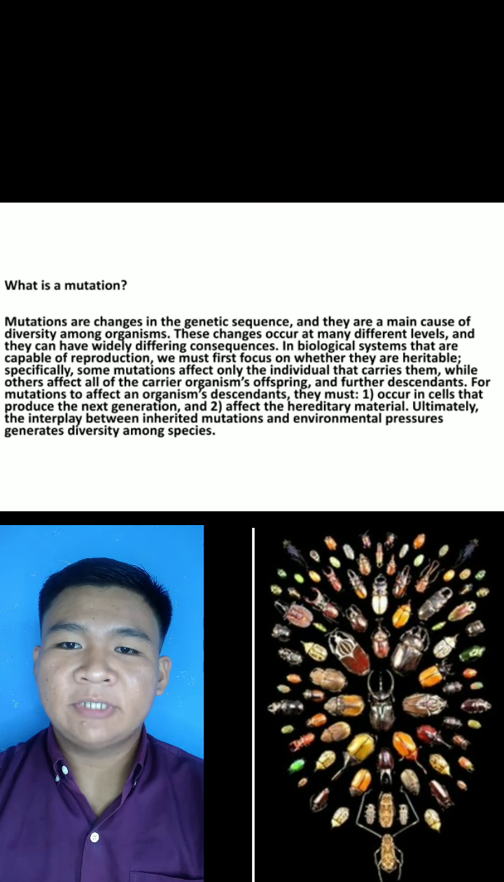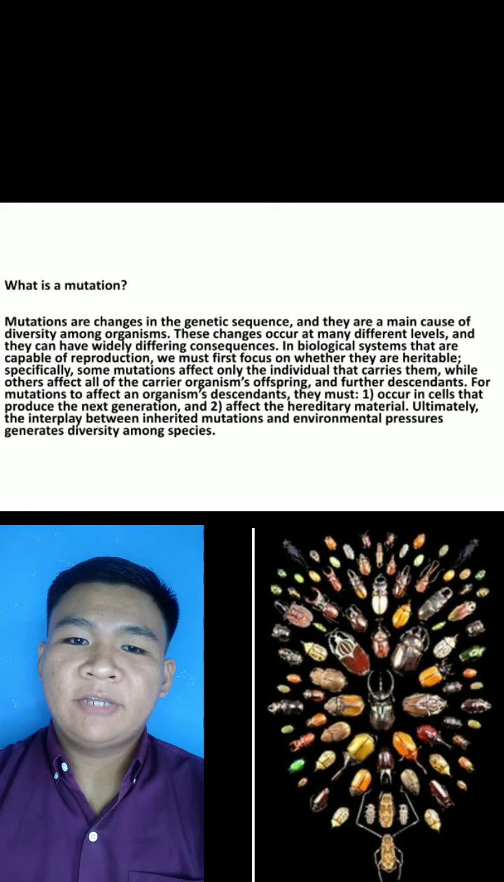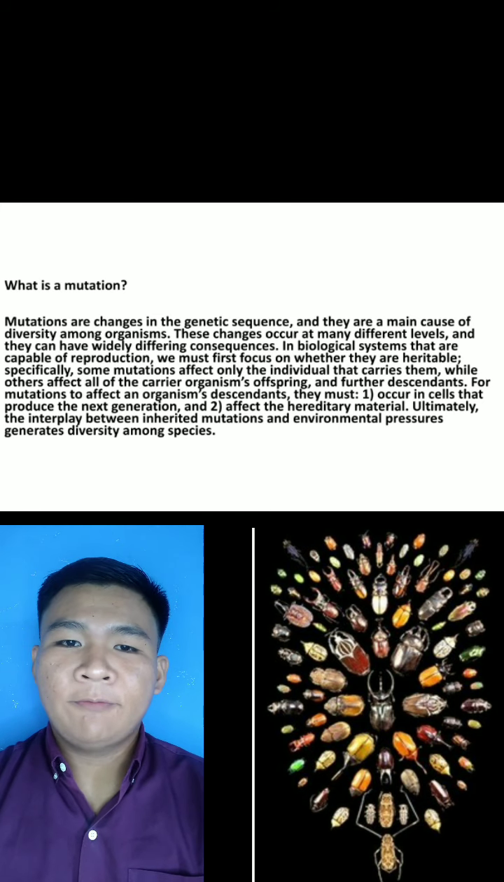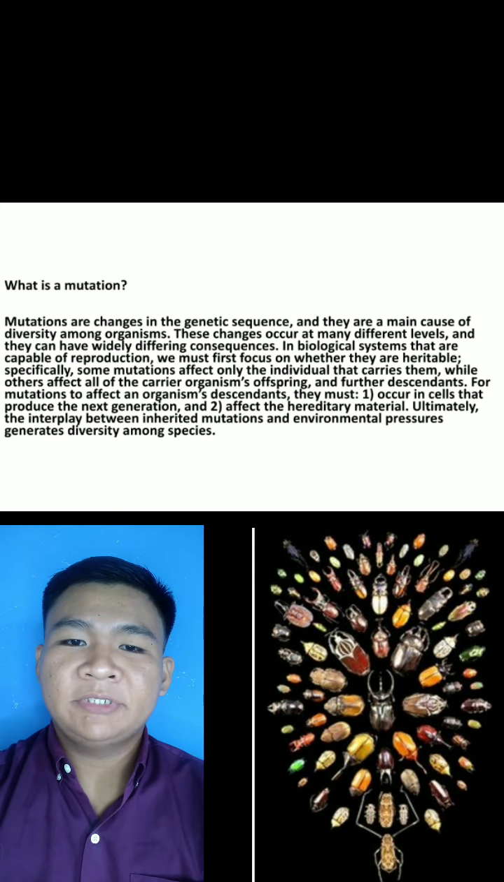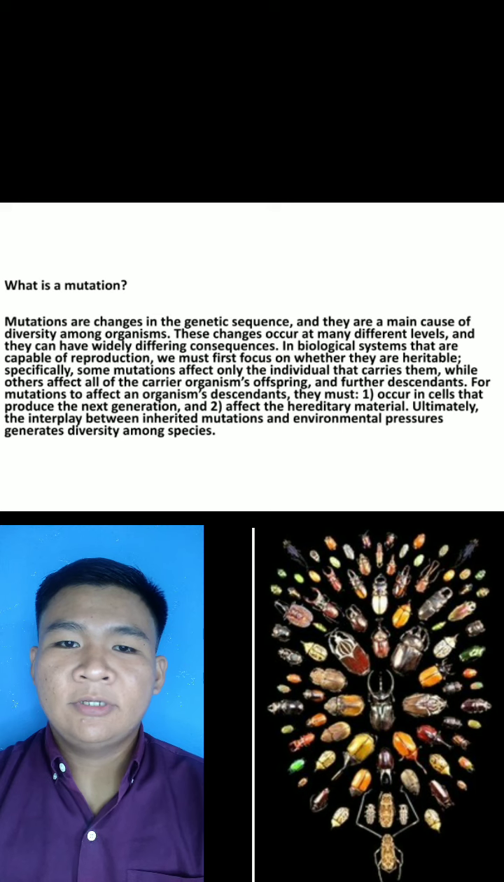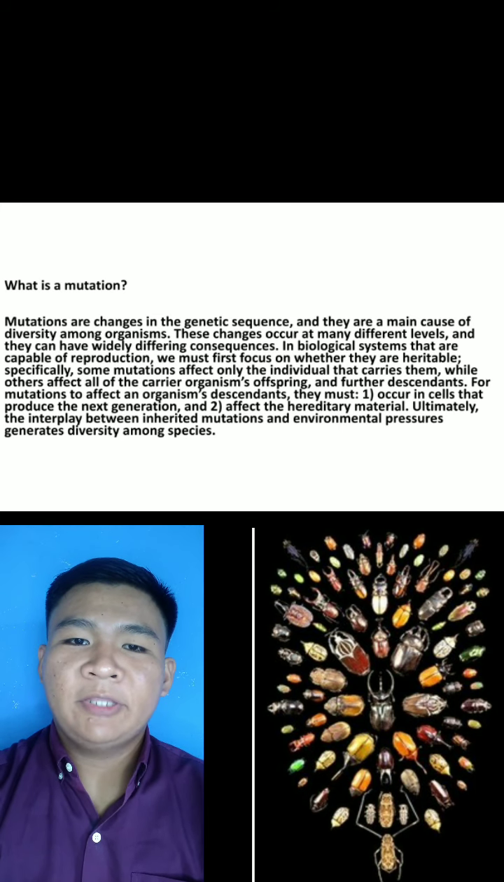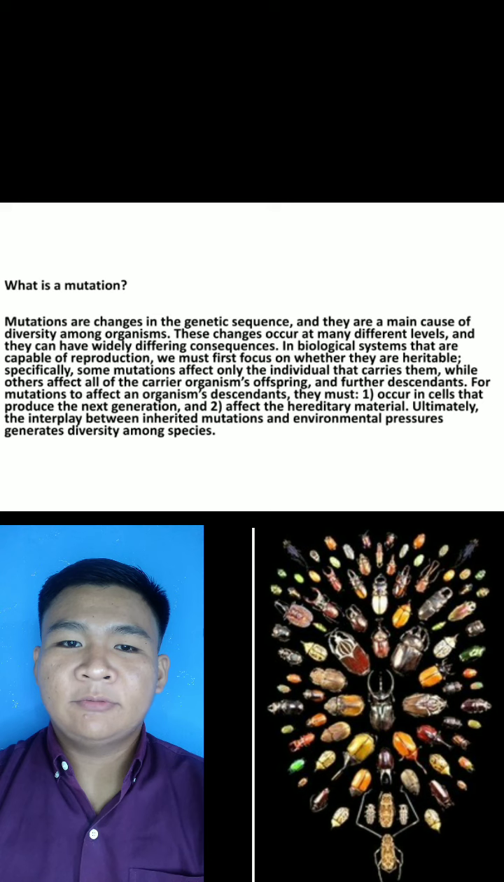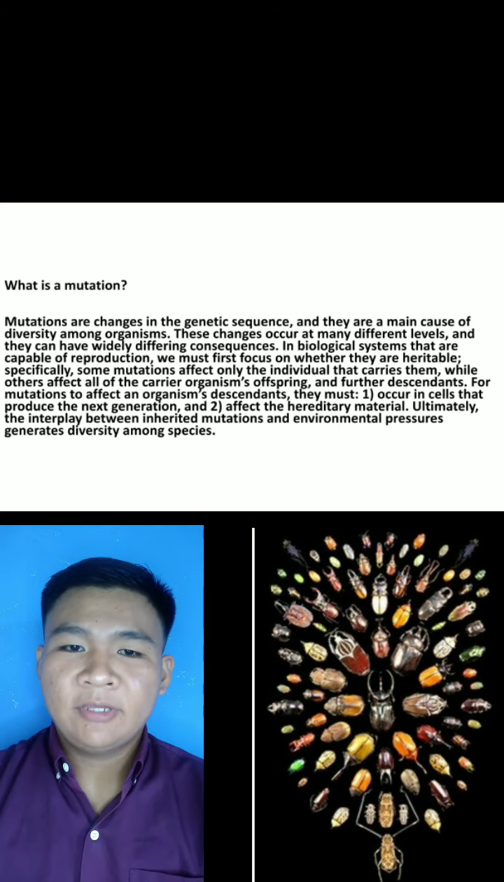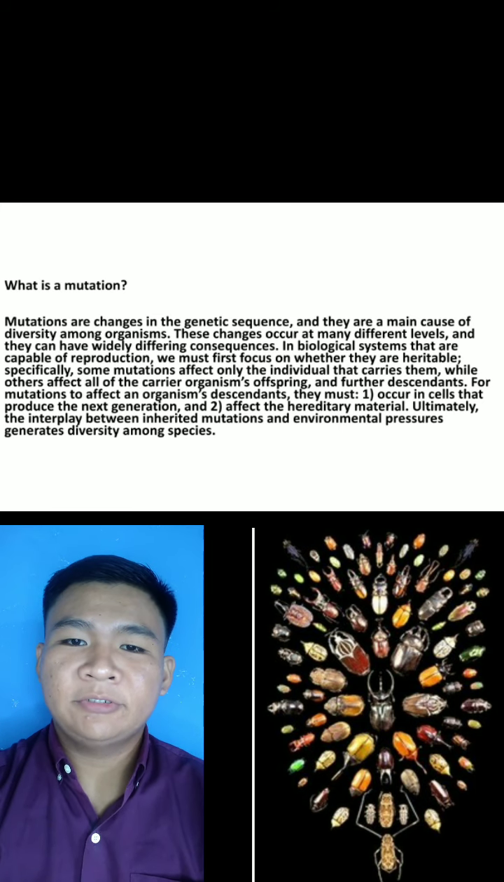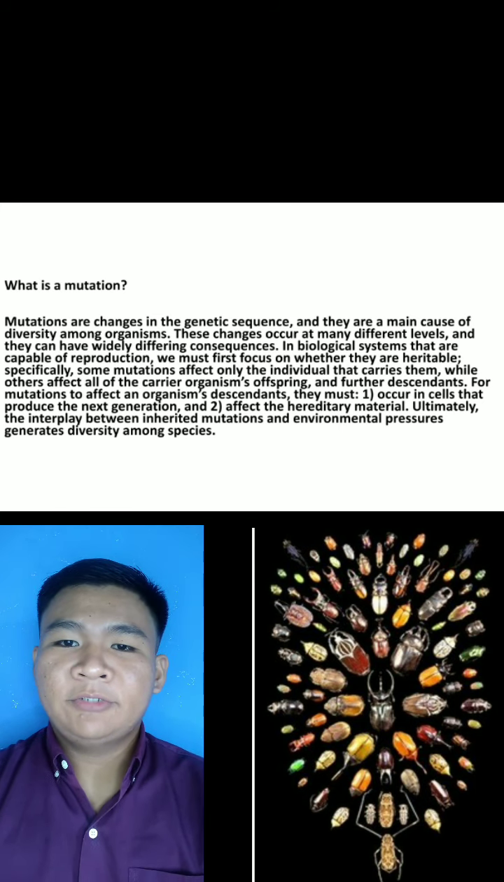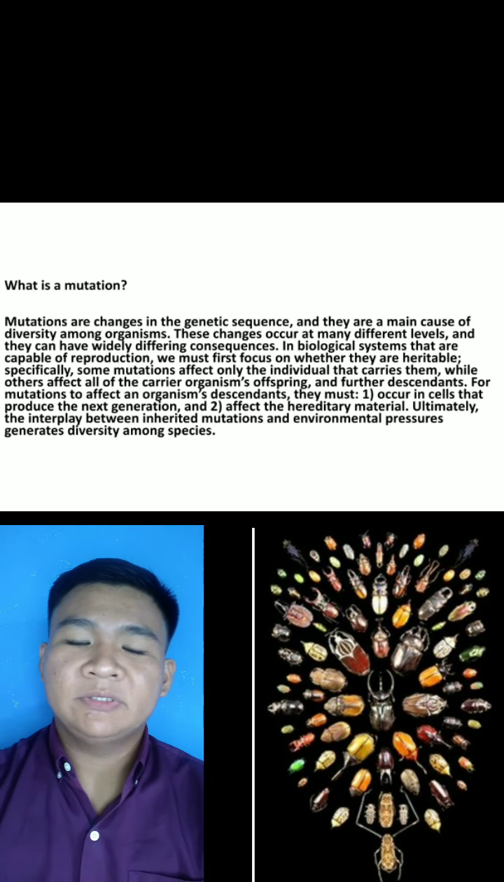Specifically, some mutations affect only the individual that carries them, while others affect all of the carrier organism's offspring and further descendants. For mutations to affect an organism's descendants, they must first occur in cells that produce the next generation, and second, affect the hereditary material. Ultimately, the interplay between inherited mutations and environmental pressures generates diversity among species.